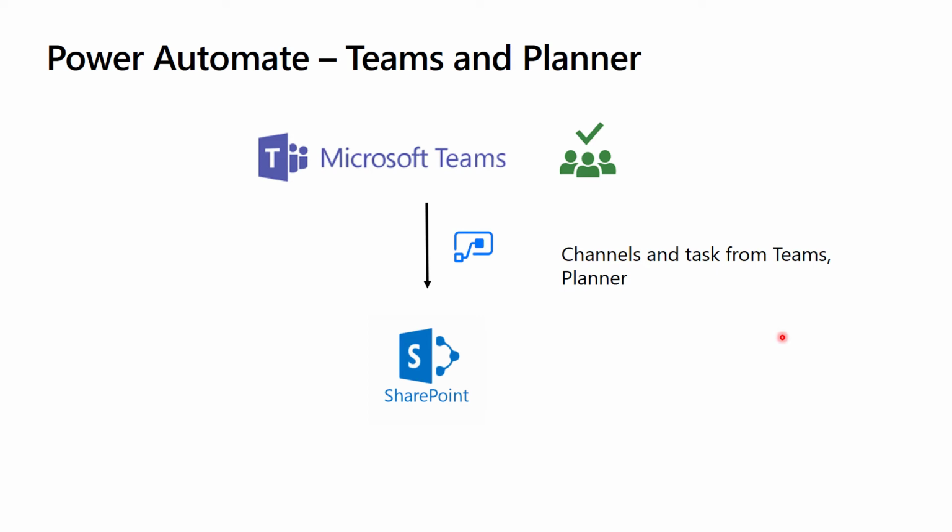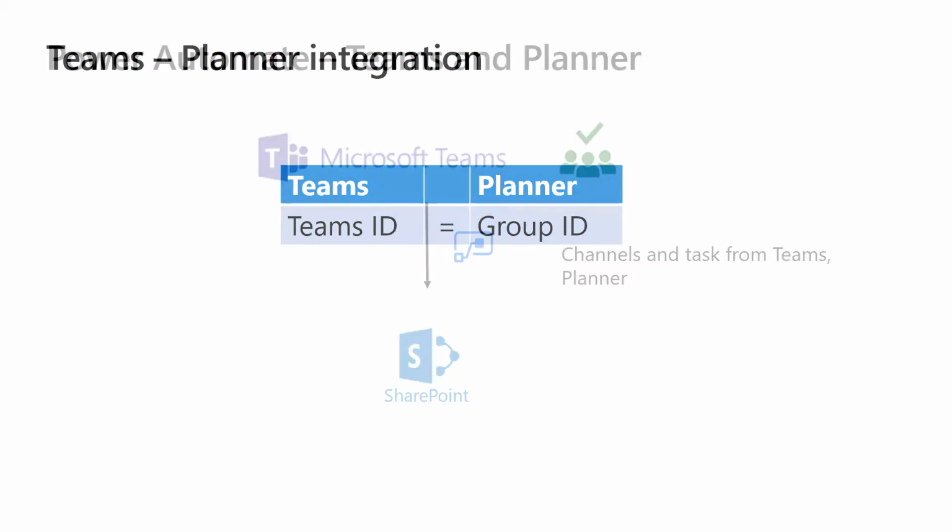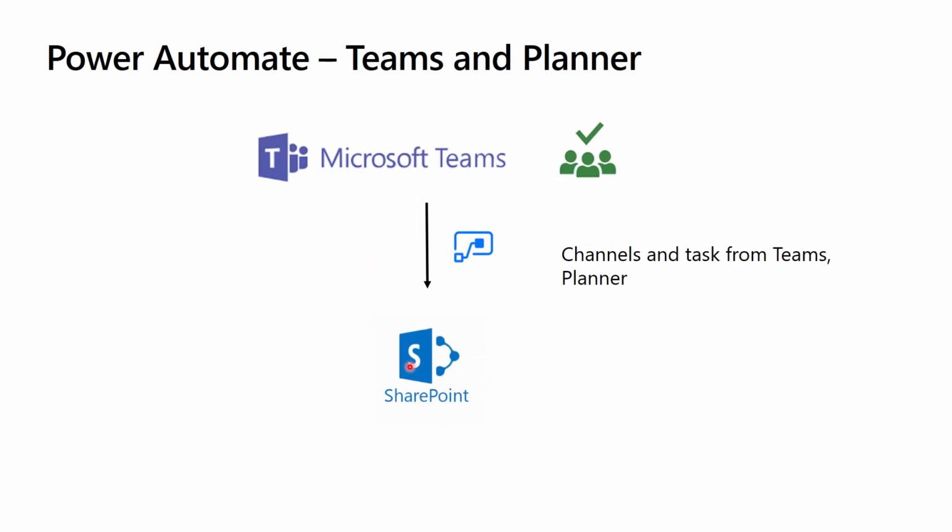Then from Teams and Planner we want to read from Planner and write into SharePoint. We want to know the tasks, status, users, and due dates. Are we on time? Are we overdue? Whatever we need to know. Writing into SharePoint through a Power Automate flow, and then reading the SharePoint list from Power BI.